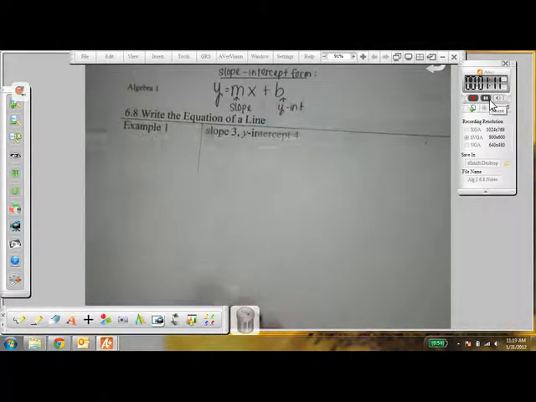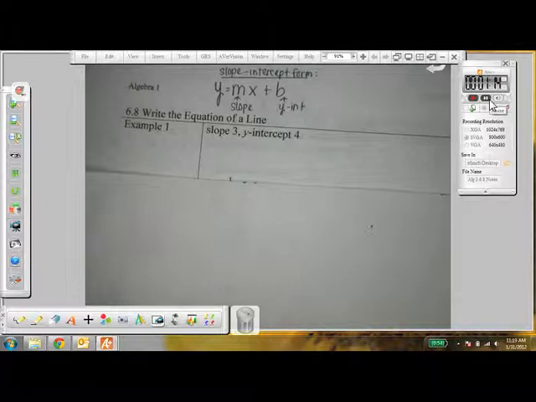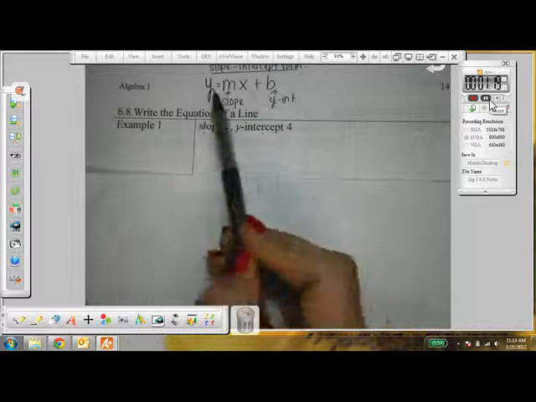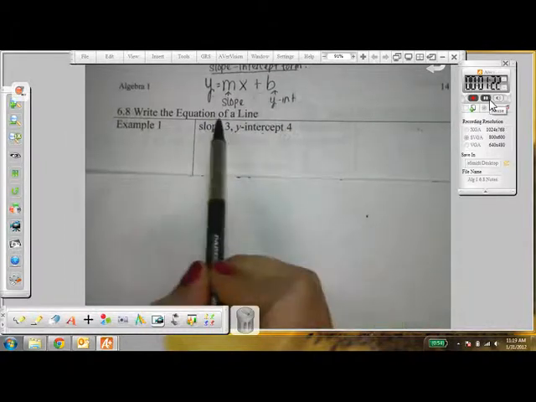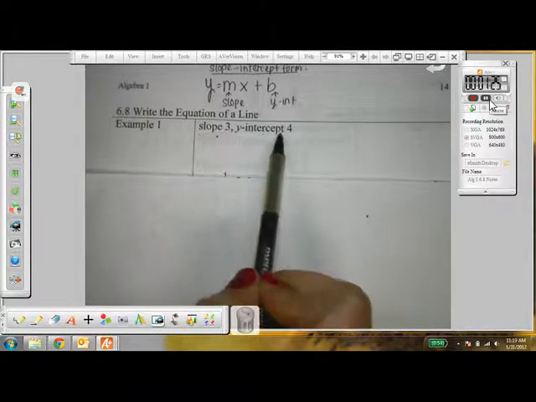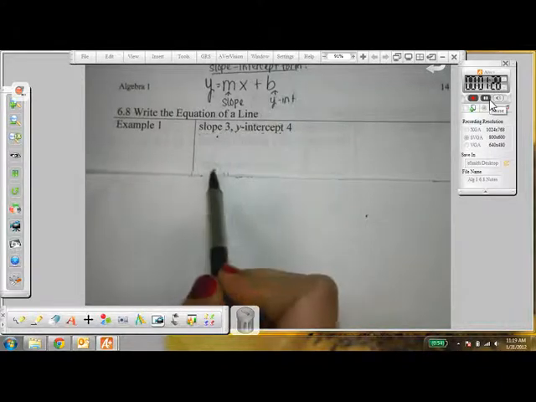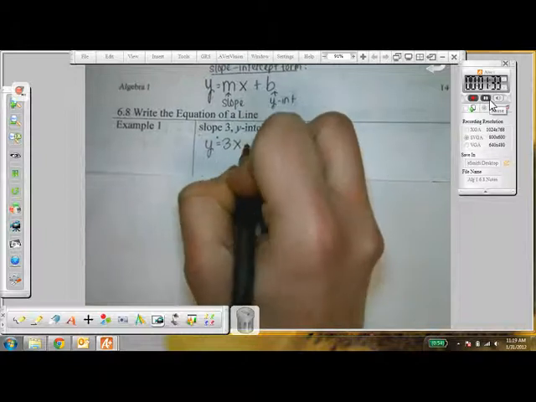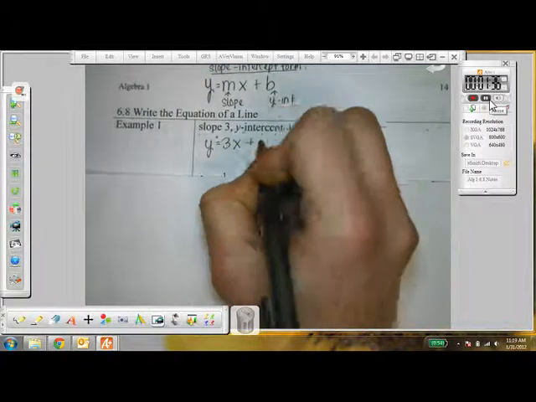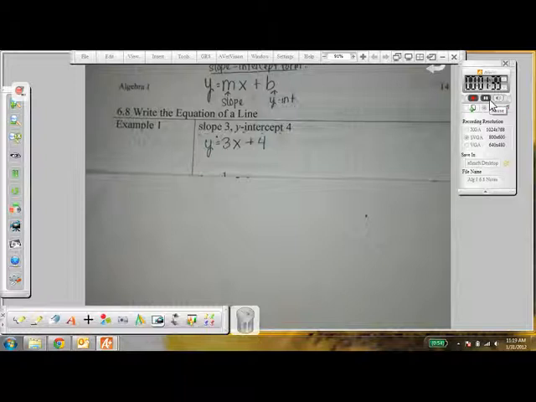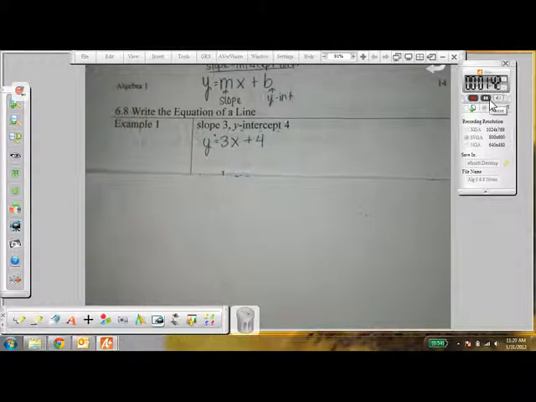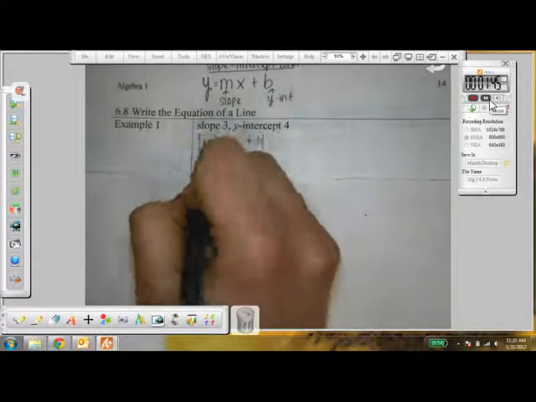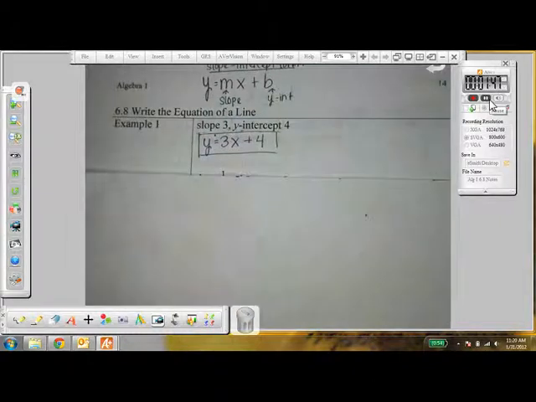Okay? So looking at example 1, my slope is 3 and my y-intercept is 4. So using y equals mx plus b, I want to write the equation of the line with slope 3 and y-intercept 4. So where is 3 going to go? M. So this is y equals 3x plus, the y-intercept is b, so it's going to be plus 4. And that's it. That's your answer. All I want you to do is write the equation. Now obviously this is going to get harder. I'm easing you into it. Okay, so try example 2 by yourselves.